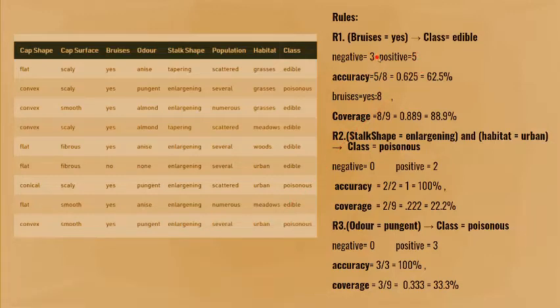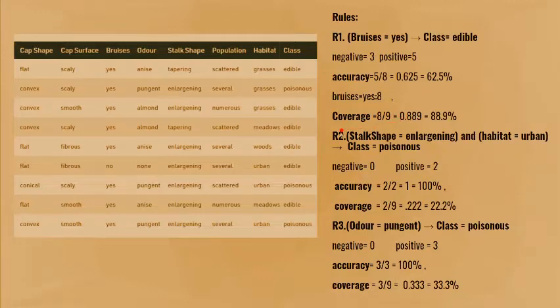The total number of instances covered by the rule is 8. So the accuracy will be 5 by 8, that is 62.5%. And as we know, the total instances covered by the rule is 8 and the total instances of the database is 9. There are 9 rows, so the coverage will be 88.9%.